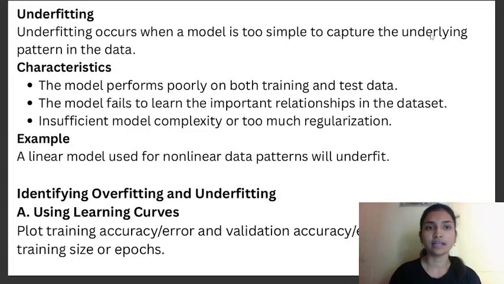So what is underfitting? Underfitting occurs when a model is too simple to capture the underlying patterns in the data. Its characteristics are: the model performs poorly on both training and test data, and the model fails to learn the important relationships in the dataset. The third one is insufficient model complexity or too much regularization. An example is a linear model used for non-linear data patterns will underfit.